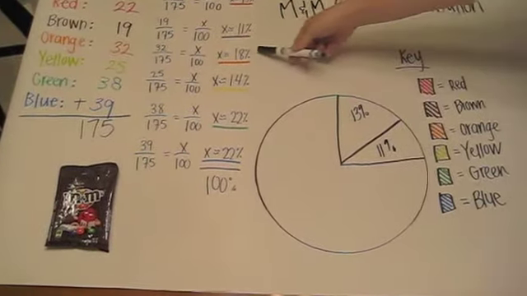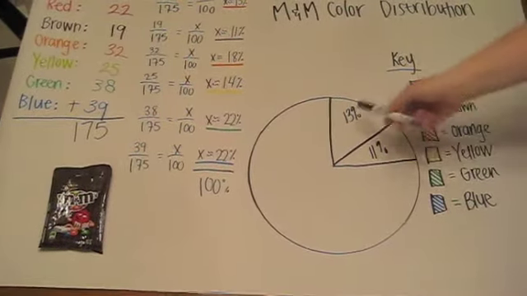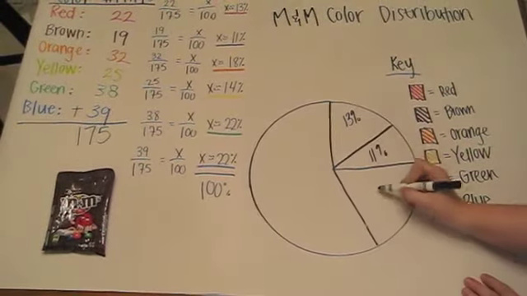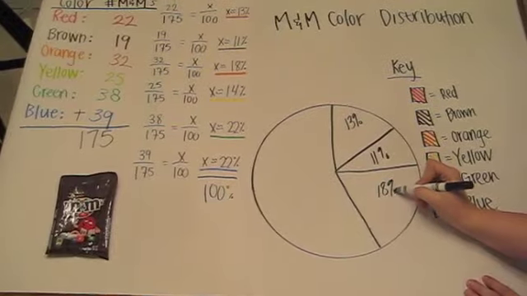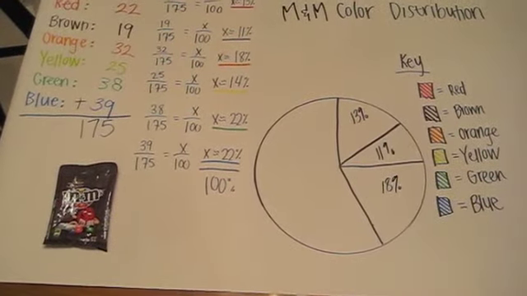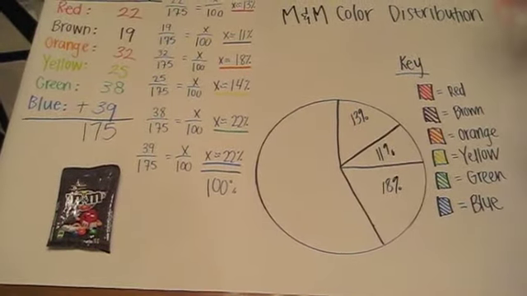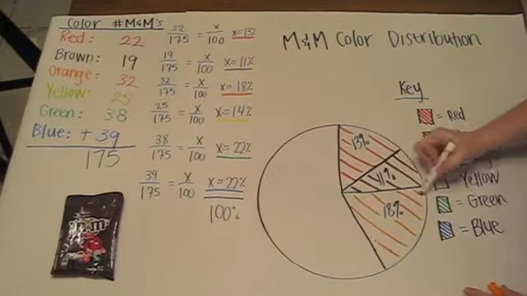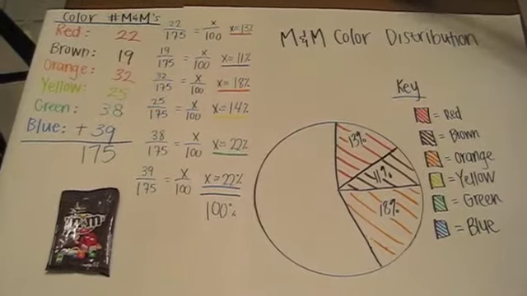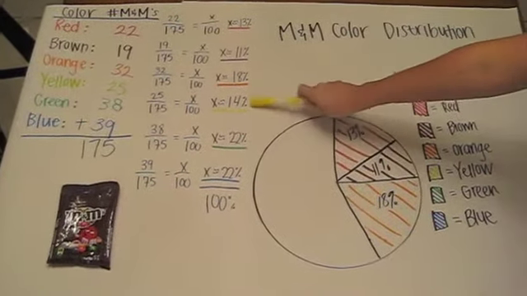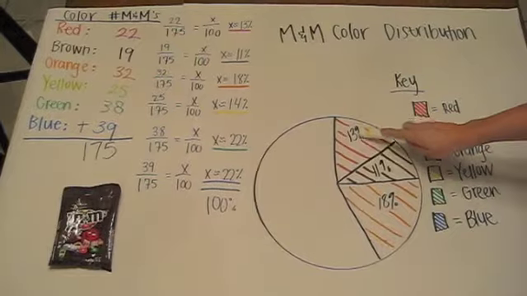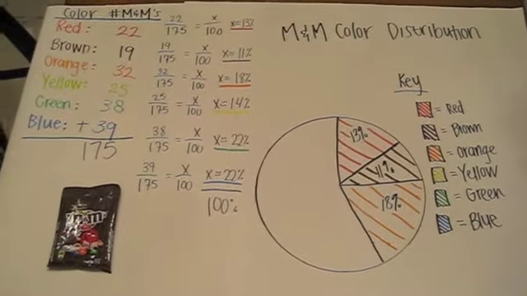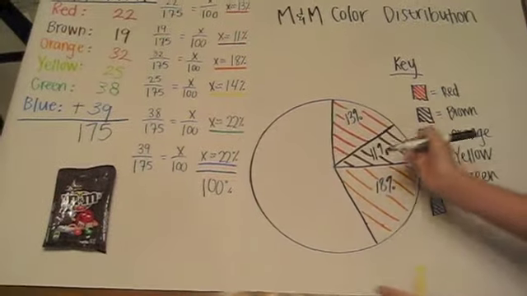Now you can look at orange and you know 18% is going to be larger than red. So you make that even bigger. So orange is 18%. And then you have to make sure that you color them in according to your key. Okay, we know that yellow represents 14%. Well, since red was 13%, we can make them approximately the same size, but your yellow is just going to be a tiny bit bigger.